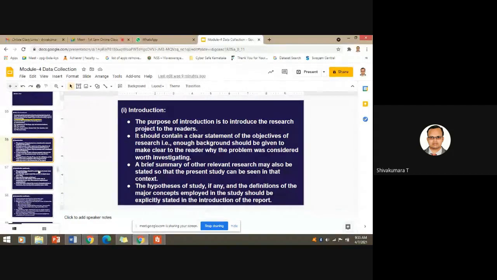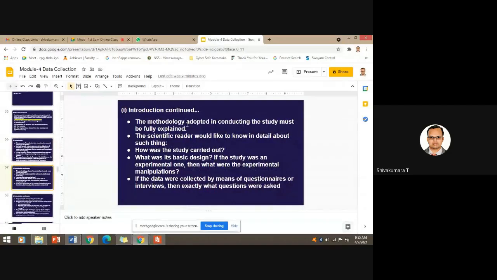In continuation of the introduction, the methodology adopted in conducting the study must be fully explained. What kind of data are you collecting? What is the procedure of collecting data? Which method of data collection did you use? Who are the collectors of the data? Are there any biases in collecting? Is there any classification of data? What methodology are you using? All such information, in brief and not in detail, you are going to discuss under the introduction part.